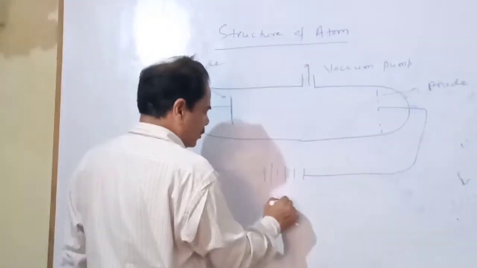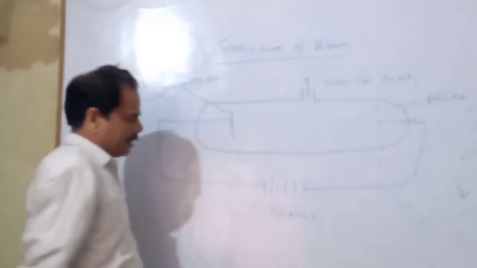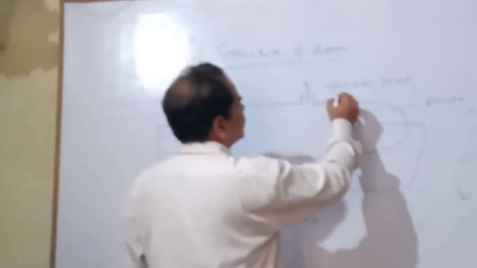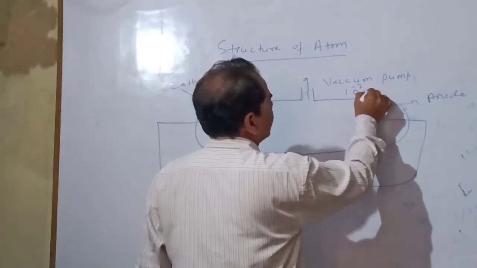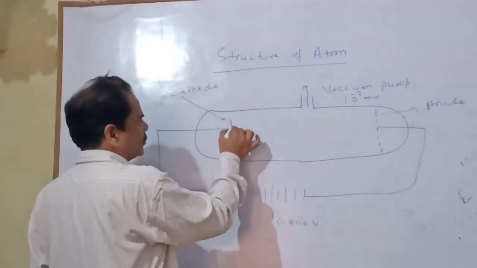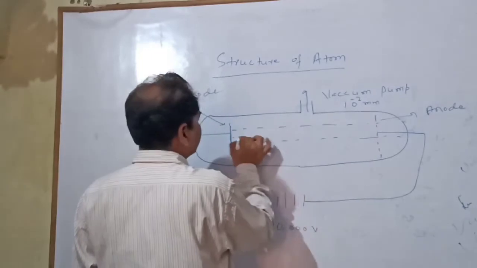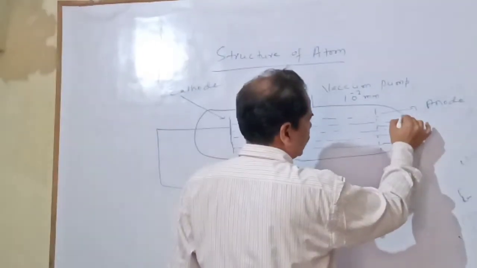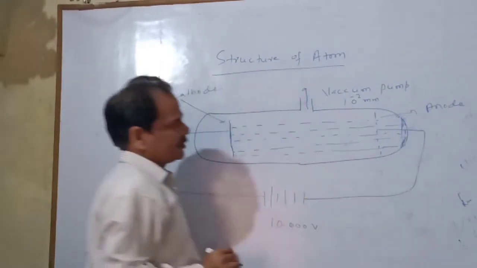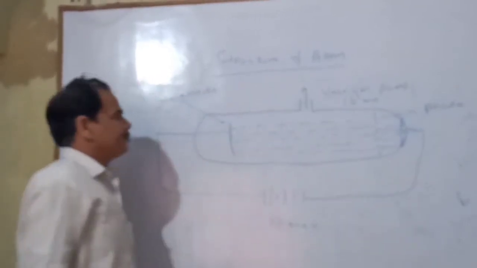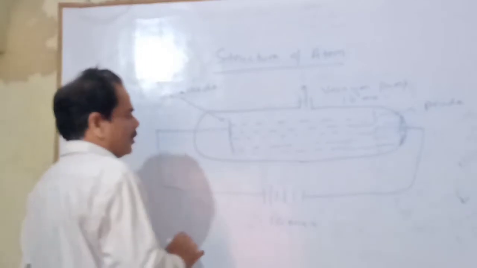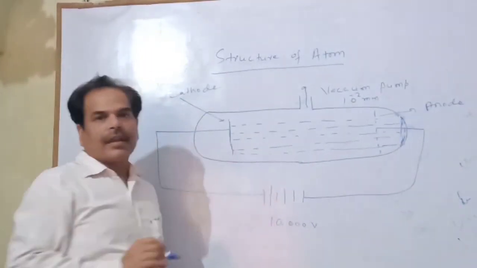About 10,000 electric volt was applied during the experiment at the pressure about 10 to the power minus 2 mm. The ray was emitted from the cathode and produces glow at the side of the discharge tube. And these rays are called cathode rays.